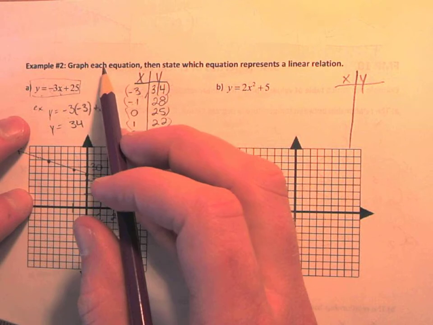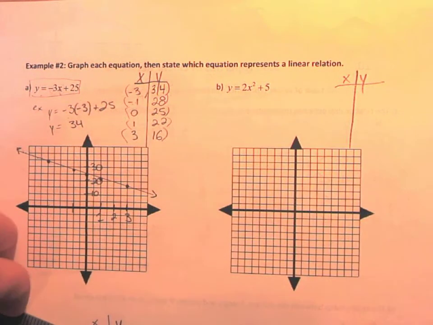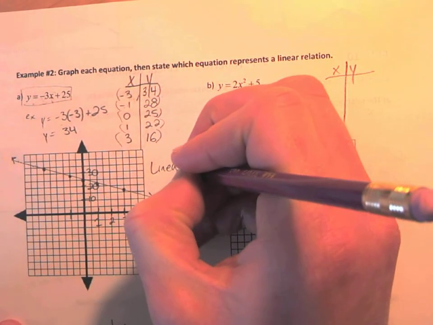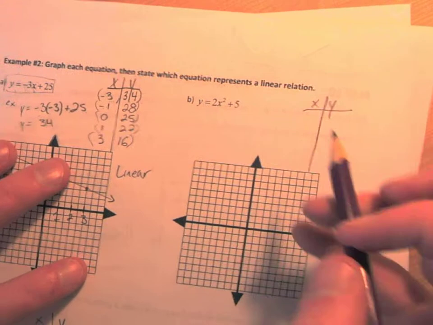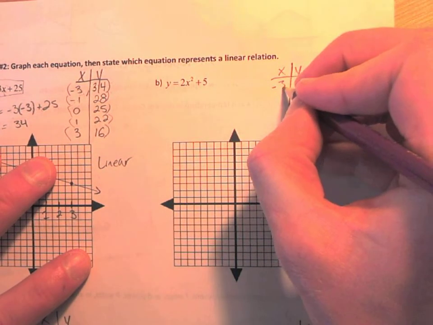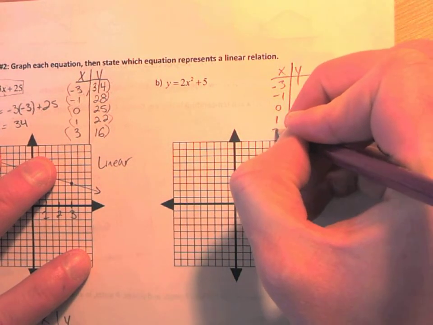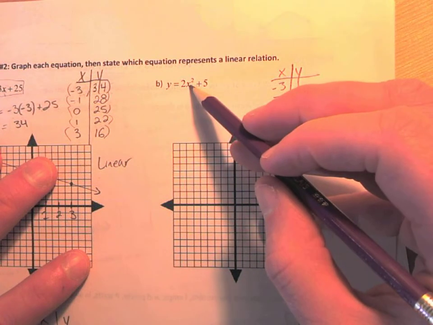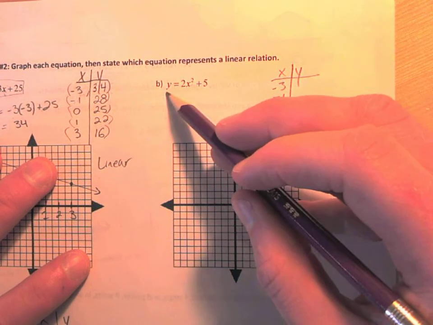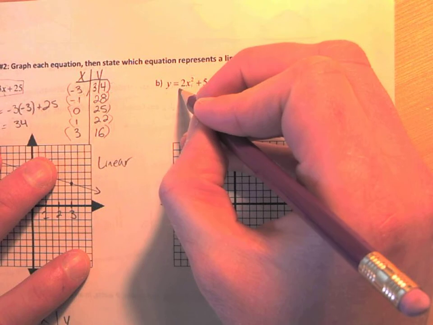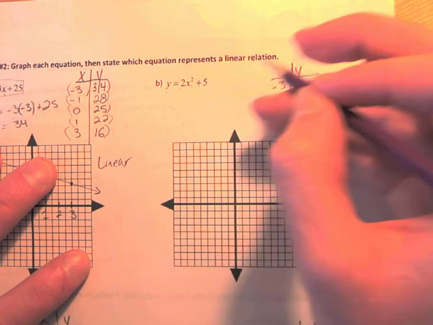So we graph the equation, and it says then state which equation represents a linear. This does, so I'm going to say linear because I could draw it with a ruler. Now let's do this one, 2x squared plus 5. So again, let's go -3, -1, 0, 1, and 3. -3. We have to plug into this equation to find out what y value it has. So -3 squared is 9, positive 9, times 2 is 18, plus 5 is 23.